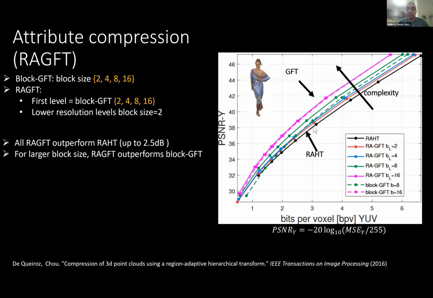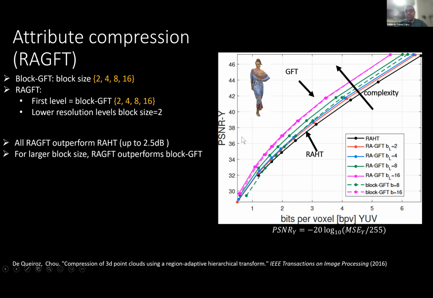And then on the top, the magenta solid line is the array GFT with the best performance, and the magenta dashed line is the block GFT. So you have that, and then in between, you have different array GFTs and different block GFTs with different block sizes. So we didn't get what we expected here. We recovered a lot of the results from the block GFT, but now we can interpolate in between. So we have versions of the array GFT that have performance similar to RAHT, that have low complexity, and other versions that have performance close to the GFT with higher complexity. Okay. But in general, the array GFT is always better than RAHT.